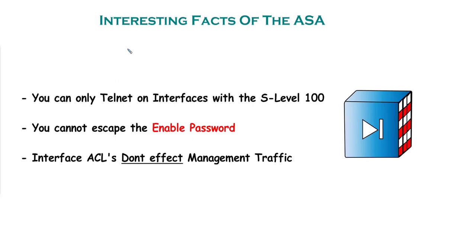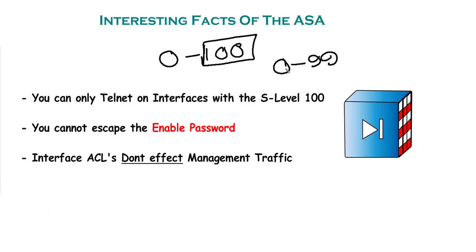Okay, interesting facts of the Cisco ASA firewall. First off, you can only Telnet on interfaces with a security level of 100. If you've seen my older lectures, you know that the security level ranges from 0 to 100. 100 is the most trusted one. By this line, we can safely assume that any security level of 0 to 99 won't entertain any Telnet packets. So that's the first thing.